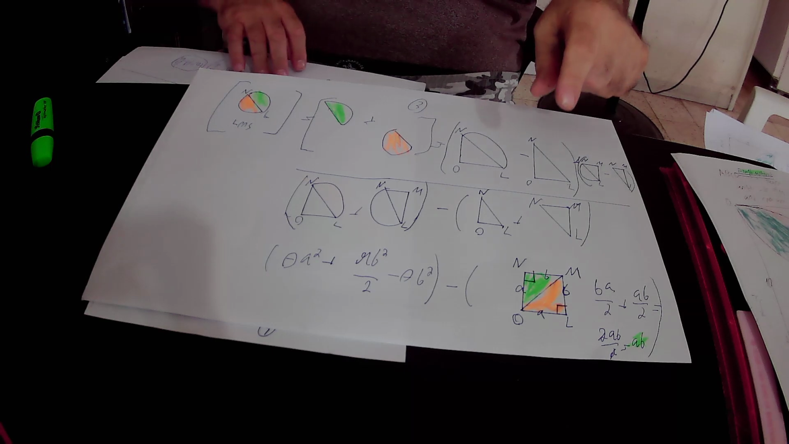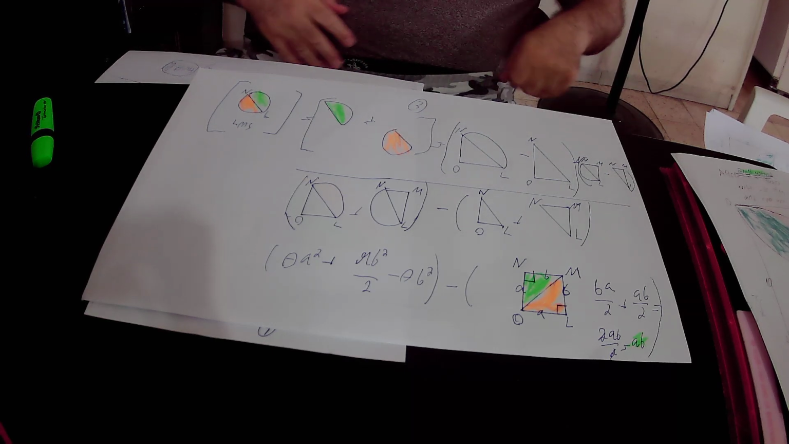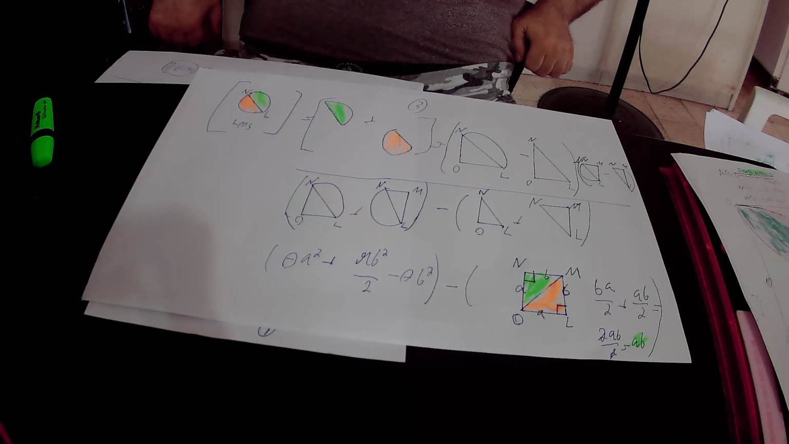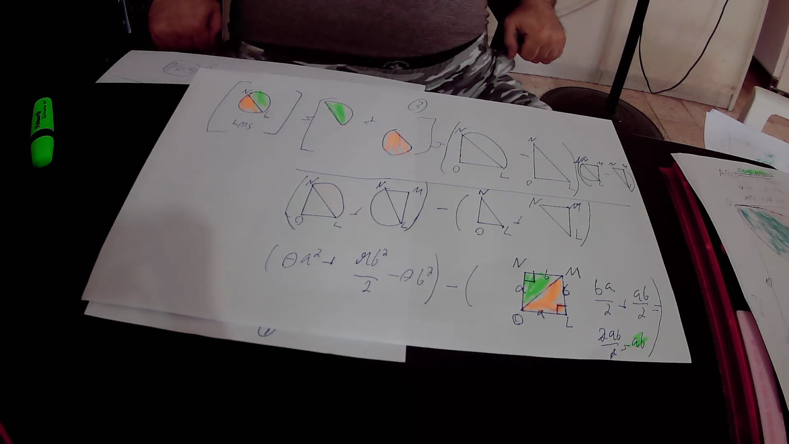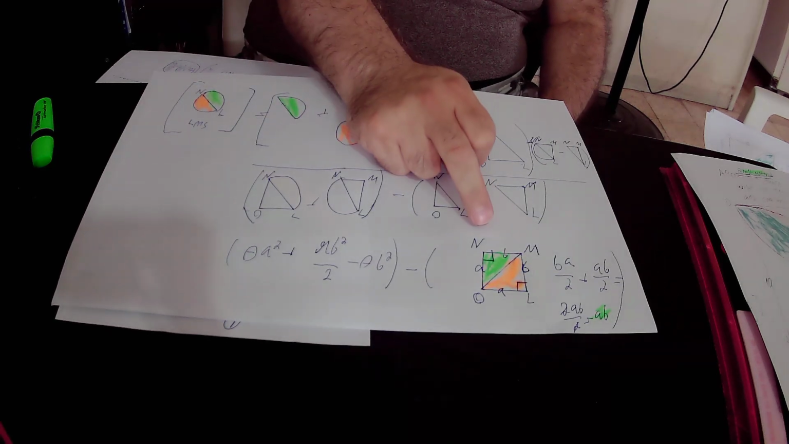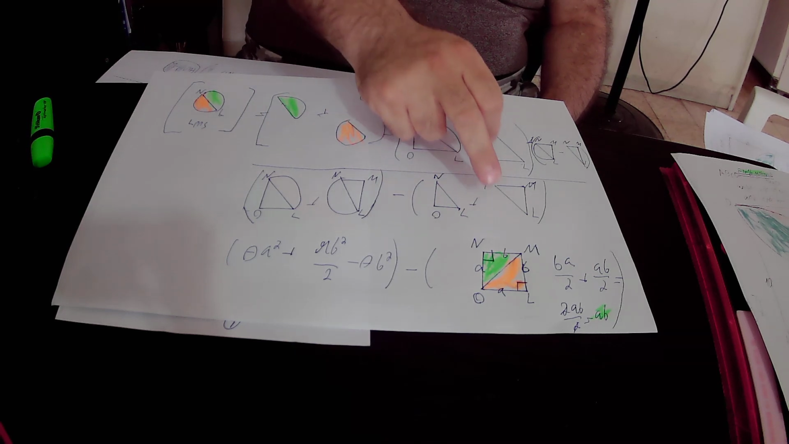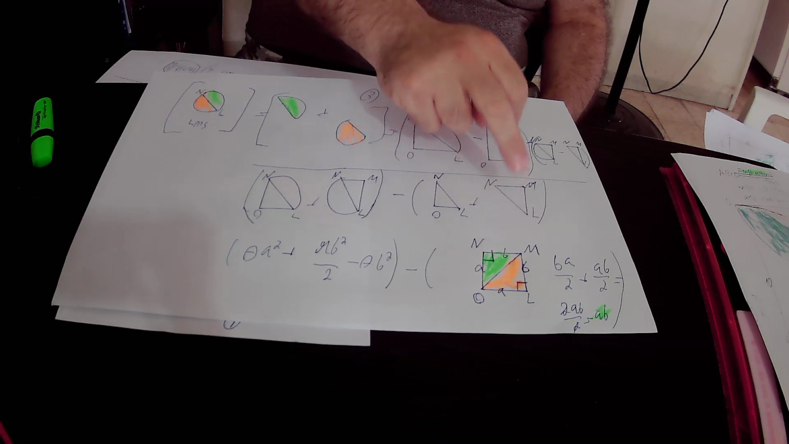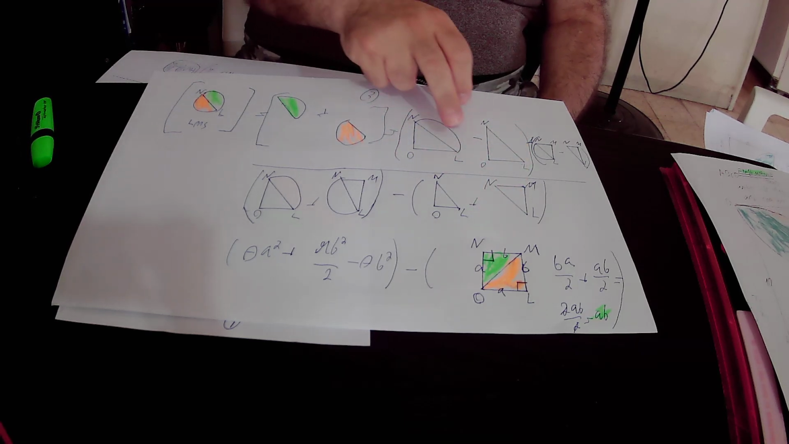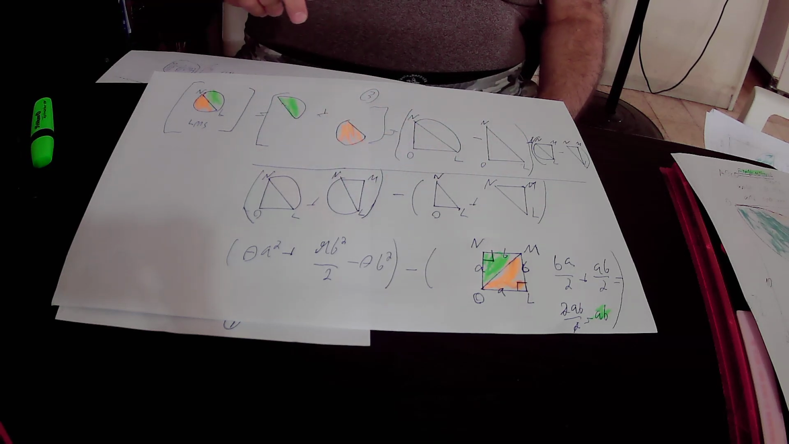Actually, in order to find the sum of the areas of the two triangles, we combined the two triangles together, and in this way we created those two right triangles. The area of each right triangle is a times b over 2, so the sum of the areas of those two triangles is a times b. So now we have to subtract from this expression a times b, and this will be the area of this lens. Okay?